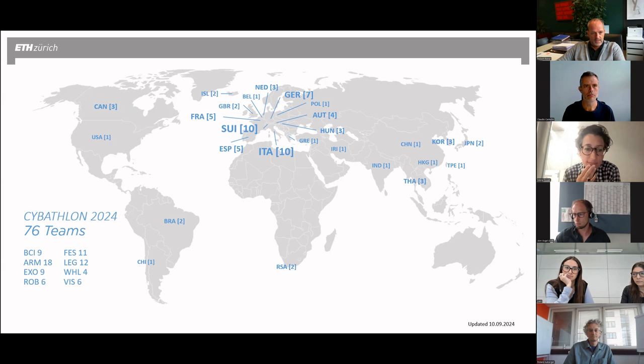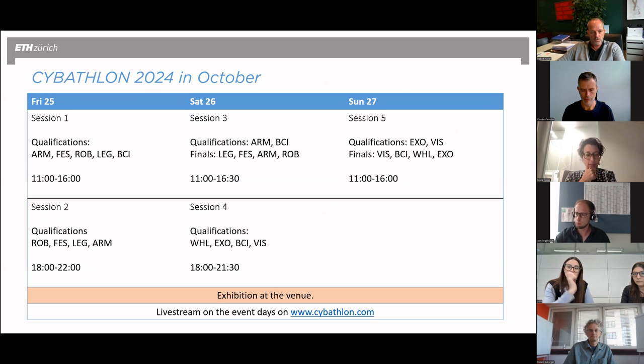And the daily time schedule of the event on the 3 days of the Cybathlon you see here. So if you're interested to join by internet or coming live, you see here the time schedule. It starts on Friday, 25th of October in the morning at 11 o'clock with the first qualification races in five disciplines. In the afternoon, it will go on with the qualification races, and that's actually after 6 o'clock in the evening.